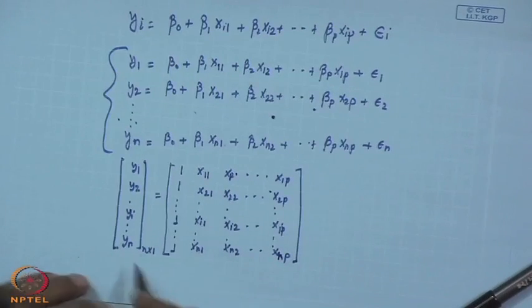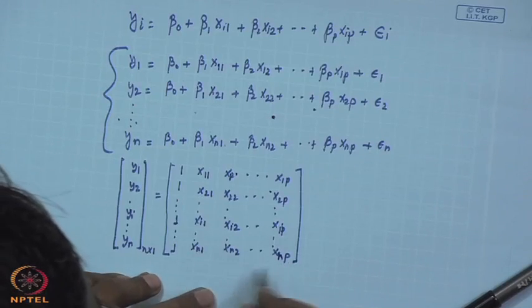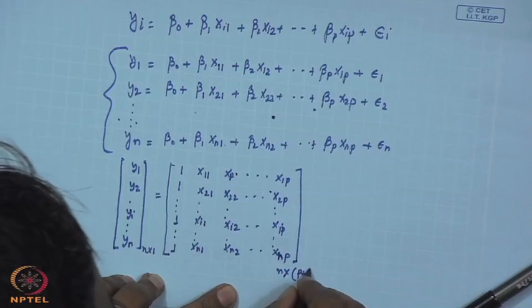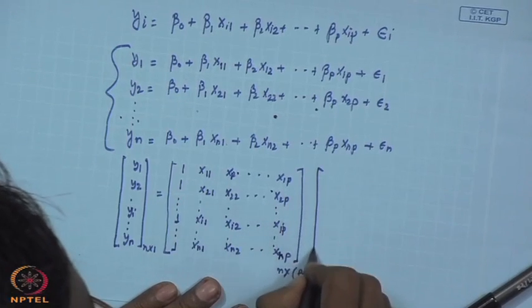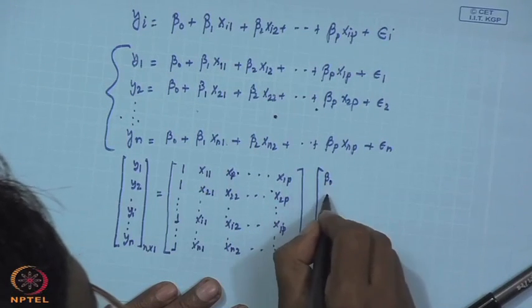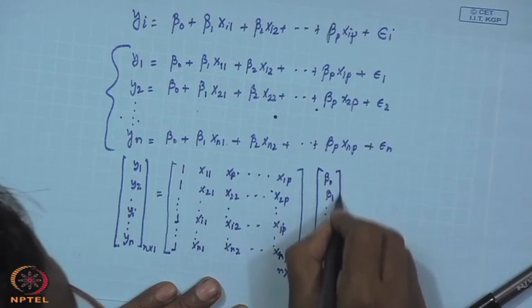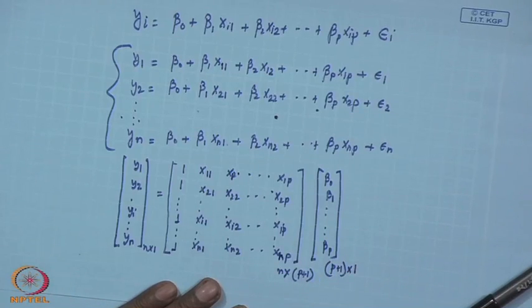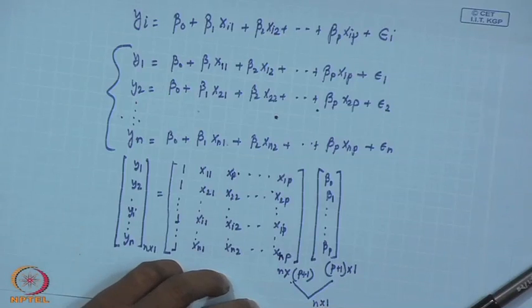Fine. So, what will happen here? There are n into p plus 1 entries, p variables, and 1 for the intercept. If I multiply it by beta 0, beta 1 to beta p, which is p plus 1 into 1, then the multiplication of this will give you n cross 1.